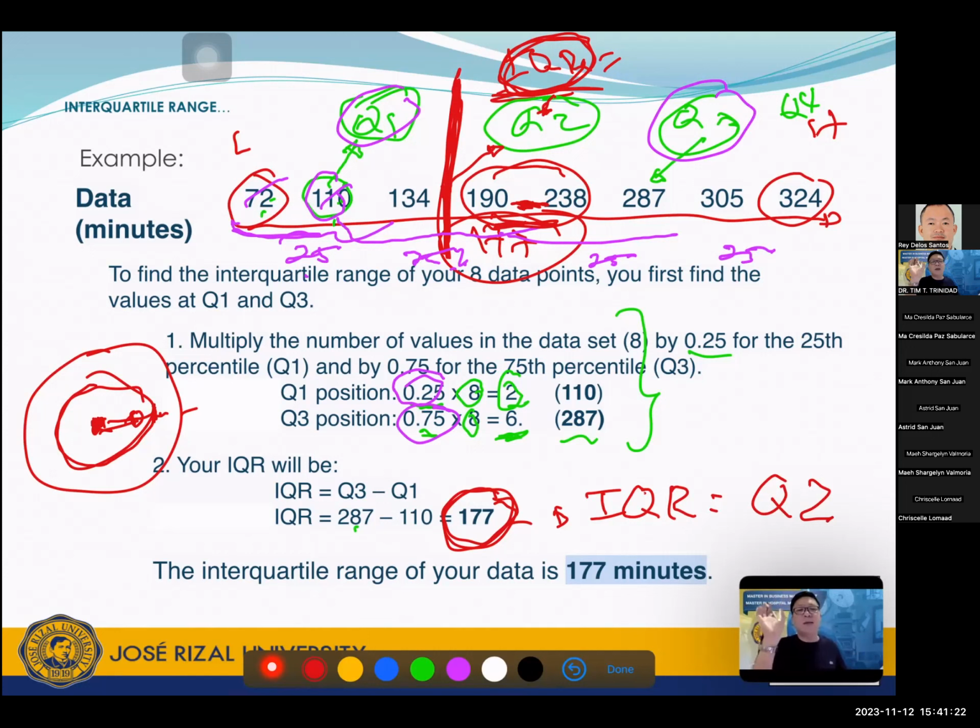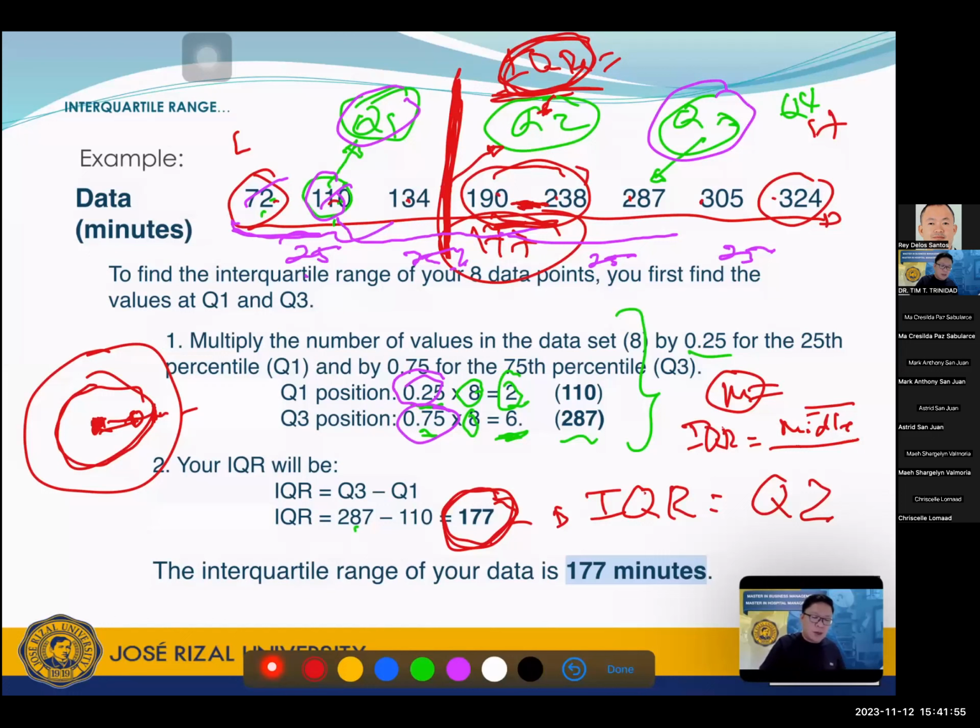So that's the difference. If I ask you what the median of this data set is, you use the formula for median, and it will give you a different value from the interquartile range. With your interquartile range, it is still the middle, but it can be represented by another value, which is 177, instead of the eighth position.